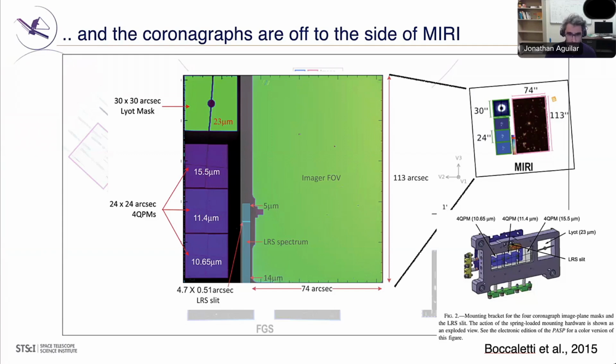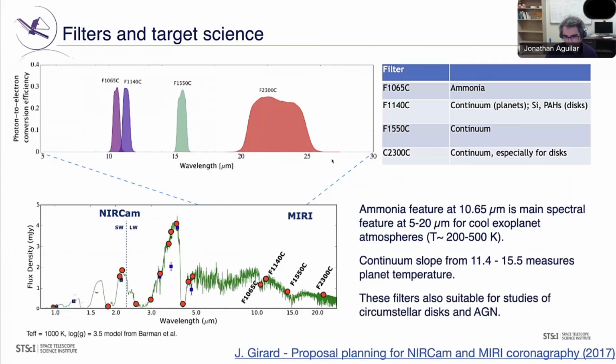So these dark regions, if you see my mouse, these dark regions are actually opaque. They are blocked by metal and no light goes through. And then you have the imager field of view over here on the right. There are 4 coronagraphs and they're optimized for different sciences, Julian explained. In fact, I stole this slide from him because I really liked it.